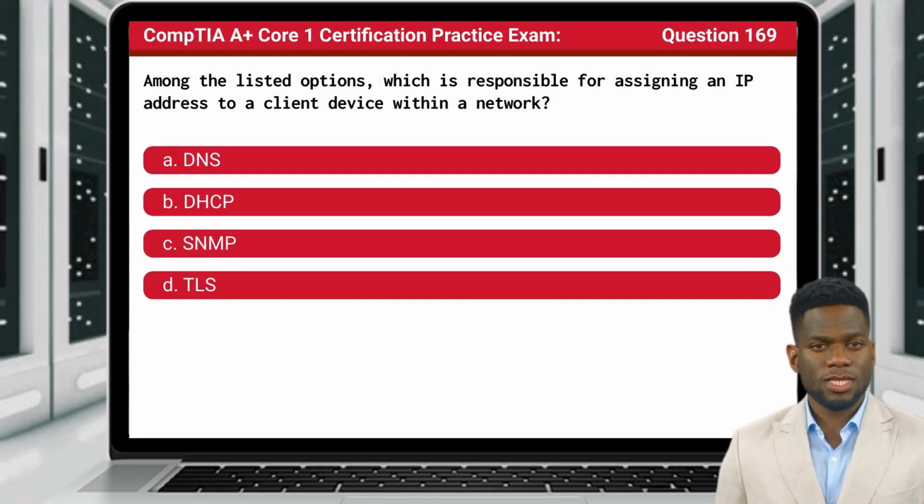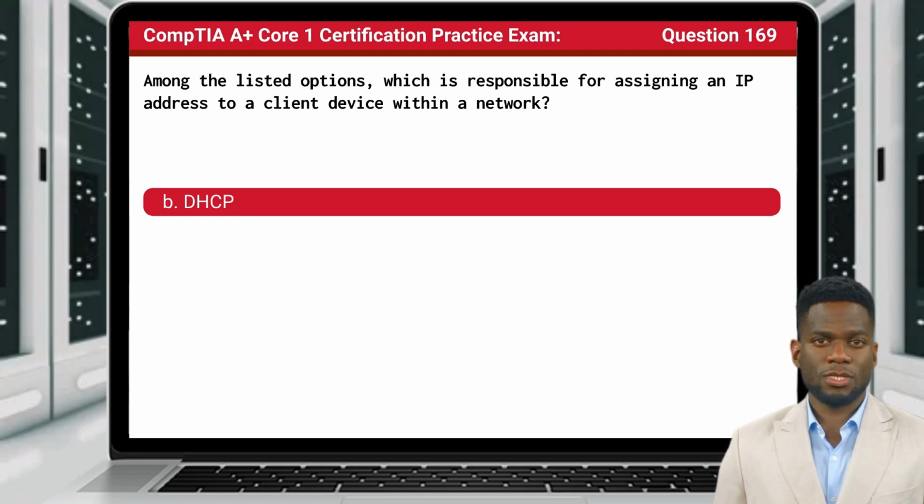Question 169. Among the listed options, which is responsible for assigning an IP address to a client device within a network? The answer is B. DHCP.